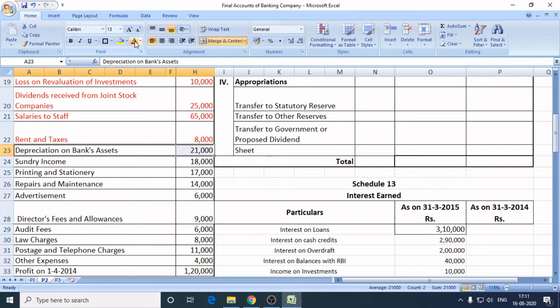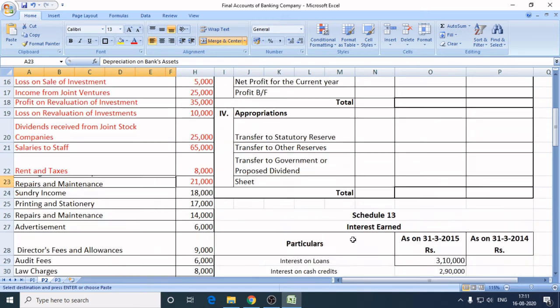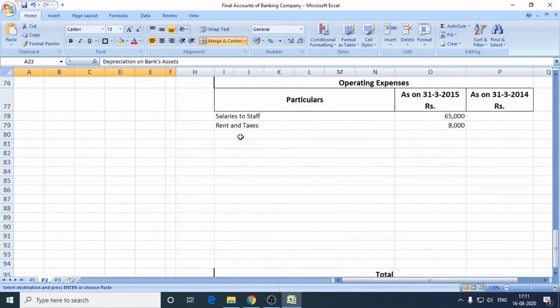Now depreciation on bank's asset, it is also an expense, and it will go under schedule number 16. The figure is 21,000, so it will go here only.